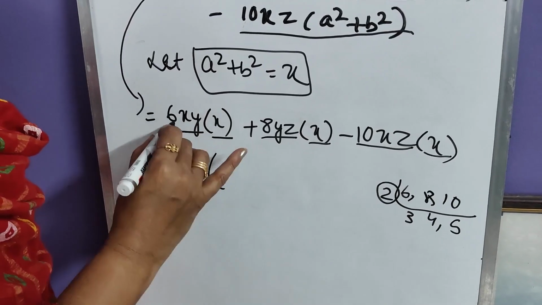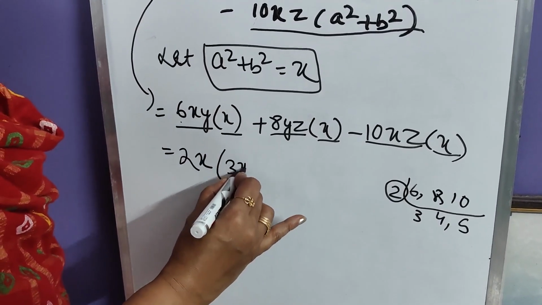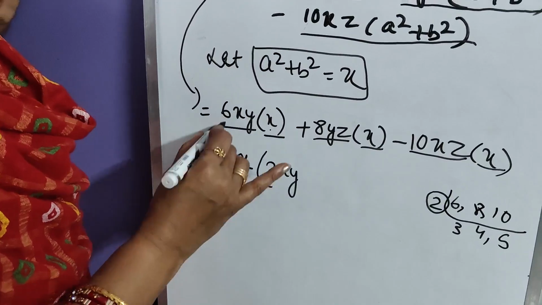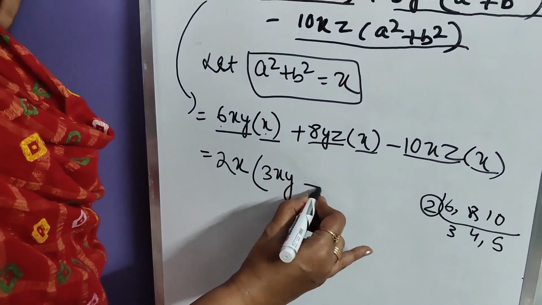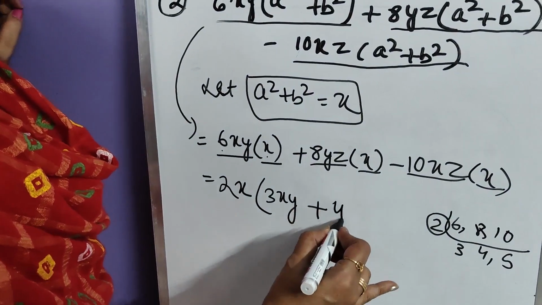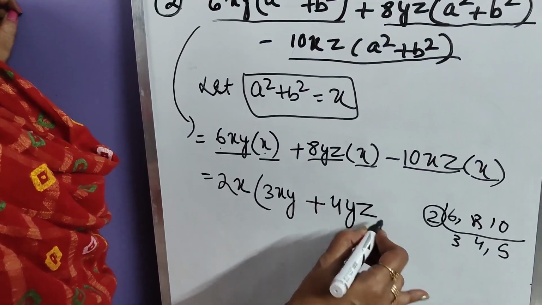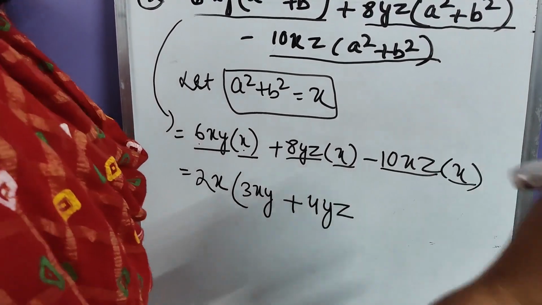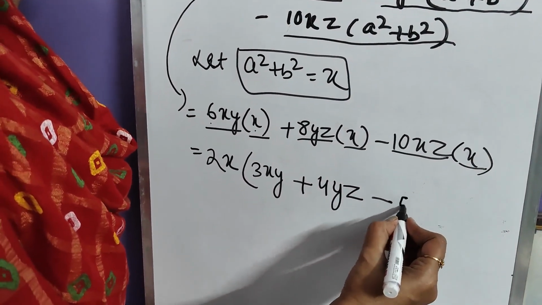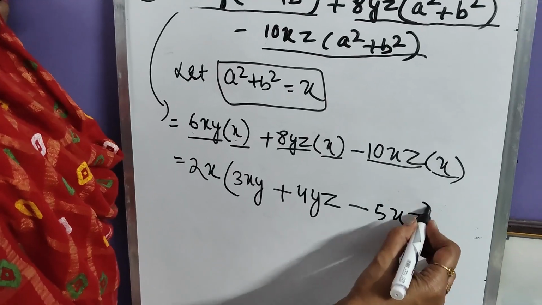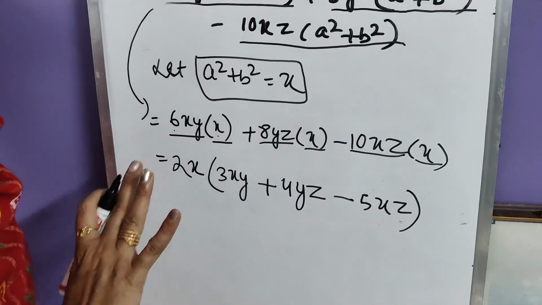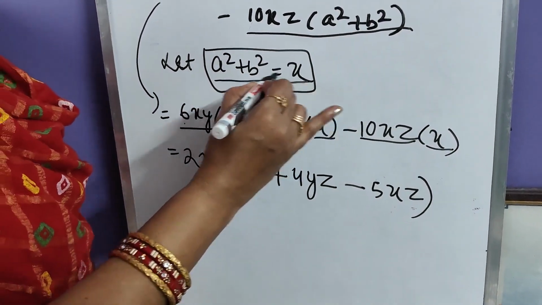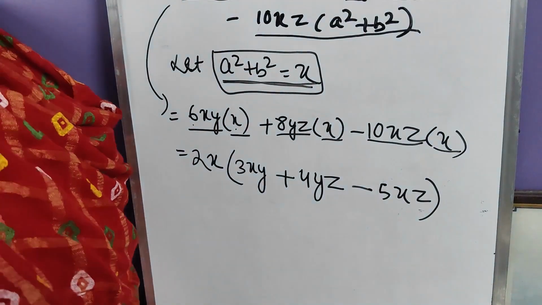Then what we will get? 3xy. This x we had taken common, only xy is there, and 2 times 3 is 6, right? Then next 4yz. Then next minus 5xz. Okay, we got this much. So after getting this, because here we have taken a square plus b square equal to x, actually we should not take it x.